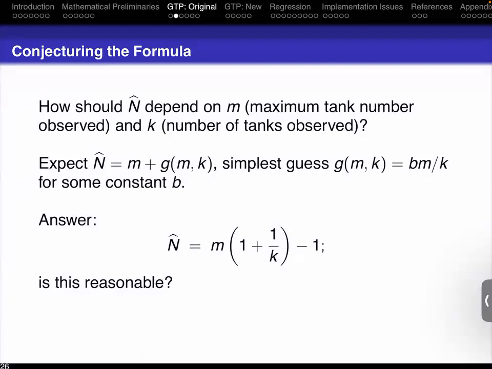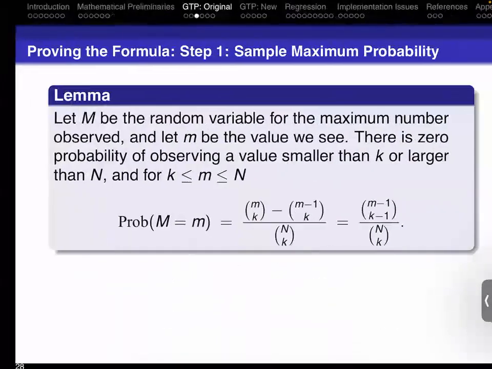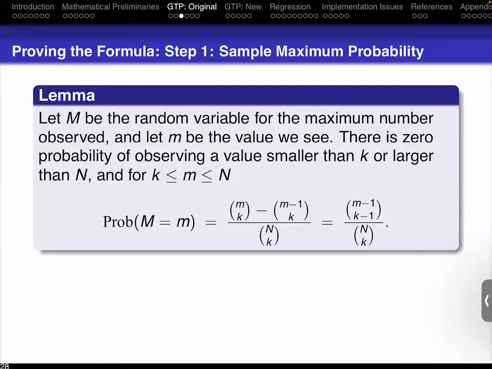And so if I take k equals n and m equals n, I get n times (1 plus 1 over n). All good, that's going to be n plus 1 minus 1, which is n. So this formula is reasonable. When I take the extreme cases, it gives me what I would predict. So it passes the sanity checks. And so now let's talk about how you would prove this.